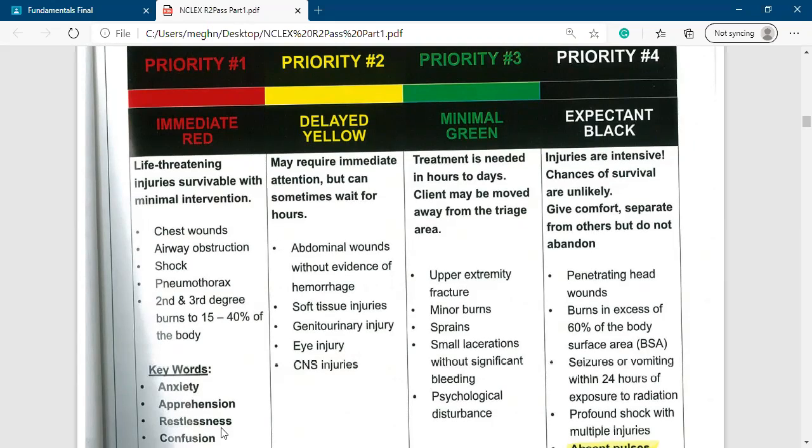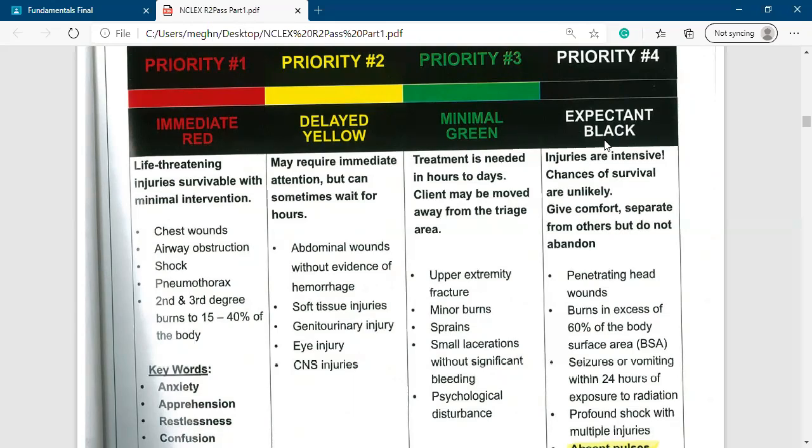Class 4 is the black tag. Black tag, right? Class 4 is the black tag, meaning expectant. It means whatever you do, the patient will die. The patient's condition is really bad. Expectant, die. So class 4 or black tag, expectant and allowed to die.